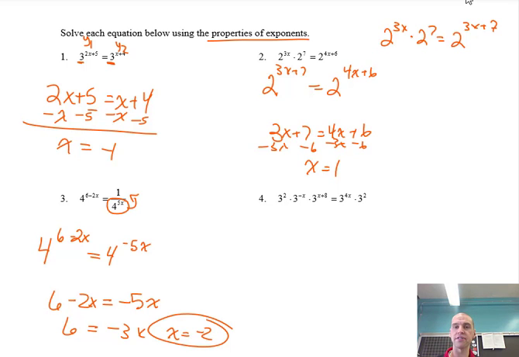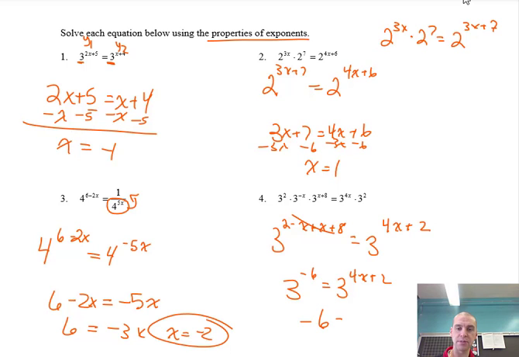In the last one for today's video, we'll look at this one, and again, we look at it, we say, oh my goodness, there's 3 bases of 3 on one side and 2 bases of 3 on the next side. What am I going to do? Well, we use the properties. I'm going to add the exponents together. 3 to the 2 minus x plus 8 equals 3 to the 4x plus 2. You add the exponents together. Notice that negative x and x will be gone, so I'm going to be left with 3 to this negative 6 equals 3 to the 4x plus 2. I can then set the exponents equal.